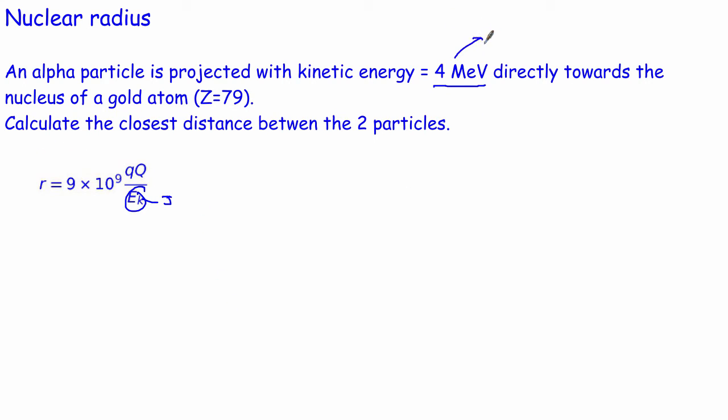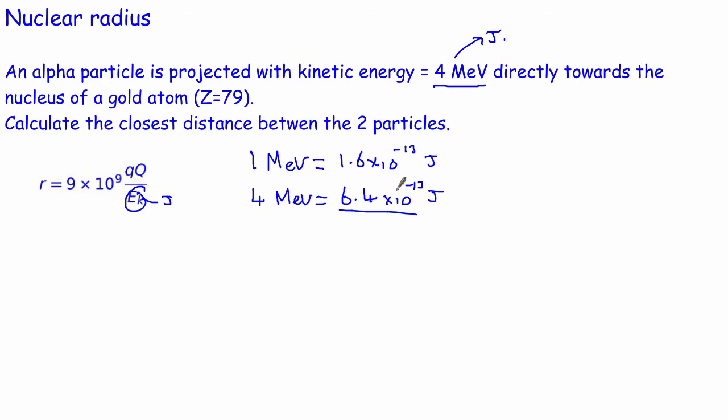So I have to convert that into joules. I know that 1 MeV is equal to 1.6 times 10 to the minus 13 joules. So therefore 4 MeV is just 4 lots of that, so that's equal to 6.4 times 10 to the minus 13 joules. So that's my energy. This is the energy I'm going to use.